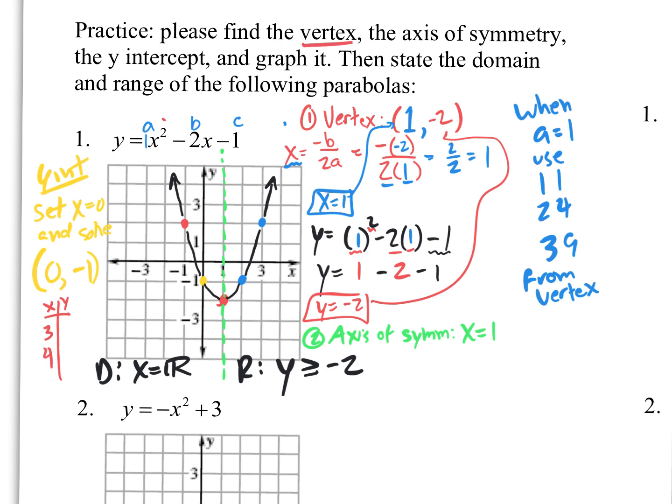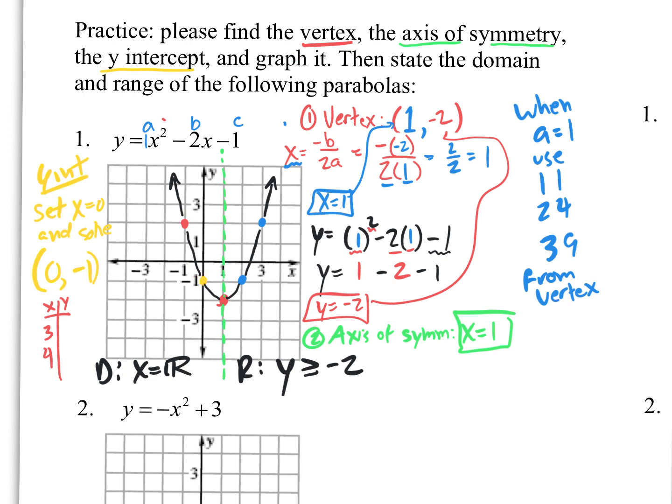We found the vertex using the vertex formula. We drew the green dotted line that's vertical right through that vertex. That's the axis of symmetry. We even wrote down the axis of symmetry equation, which is simply x equals the x value of your vertex. There it is, x equals 1. What else? We found the y-intercept. How do you find the y-intercept? You set x equal to 0 and solve, and that'll tell you exactly where your parabola crosses the y-axis.